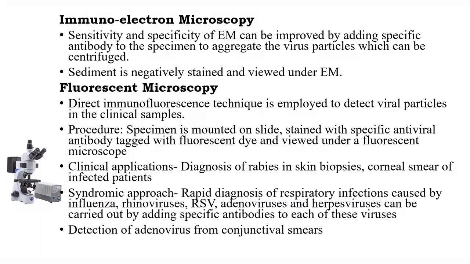Next one, you have fluorescent microscopy, where the slide is stained with specific antiviral antibodies tagged with a fluorescent dye, and obviously the fluorescent microscope will be able to pick up the fluorescence, and you will be able to view that. Most commonly this is done in rabies infection or corneal smears, to find out the rabies infection.